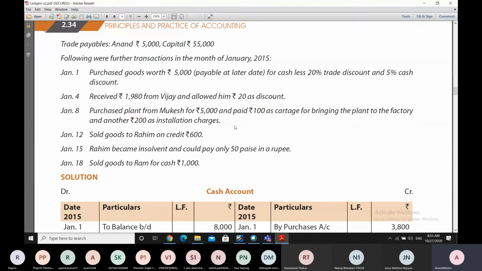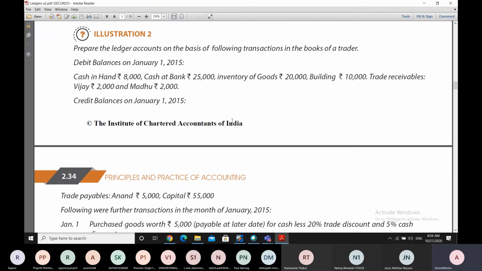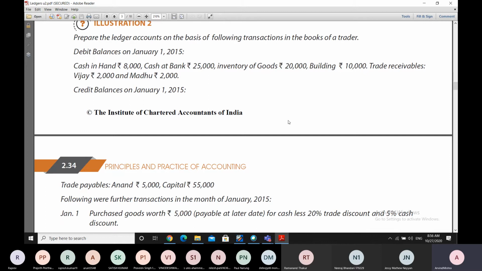Now what is being done here is that a plant is being purchased. So whenever a plant is purchased, it will go into the plant account, and whatever cartage and installation charges are also there, that will also add up to the cost of the plant. Now let us see whether there is any opening balance in the plant account. So we can see that there is no opening balance in the plant account.